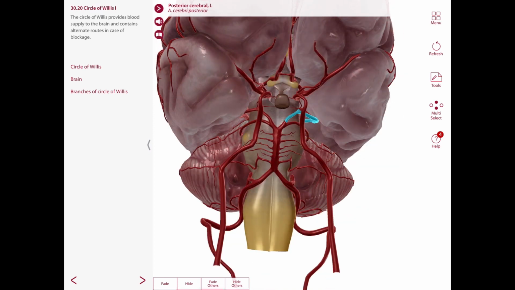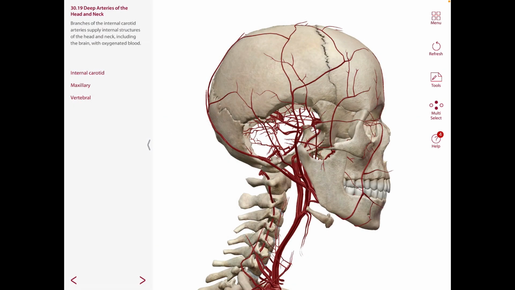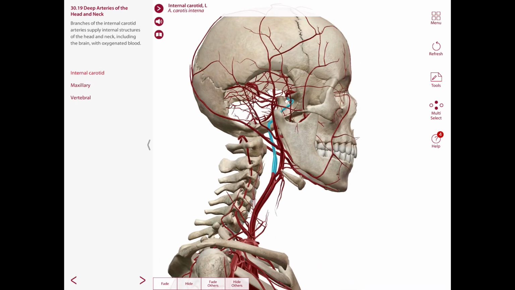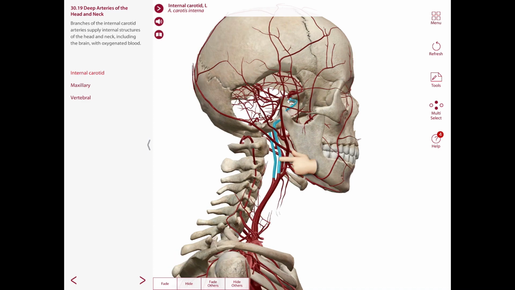The vertebral and basilar arteries supply the spinal cord, the brainstem, the cerebellum, and the posterior parts of the cerebral hemispheres. Another branch that supplies the brain is the internal carotid artery. This branch begins at the bifurcation of the common carotid artery at the level of the upper border of the thyroid cartilage. The parts include a cervical part, a petrous part, a cavernous part, and a cerebral part.